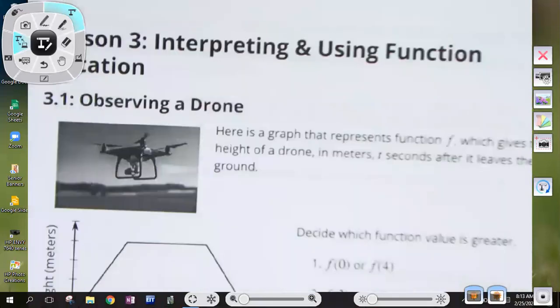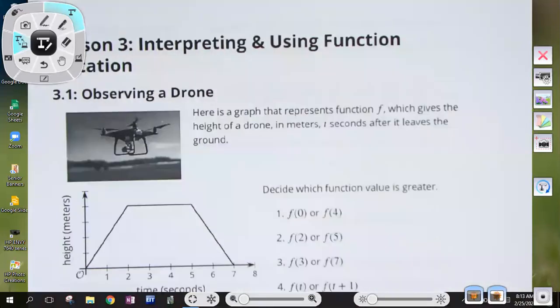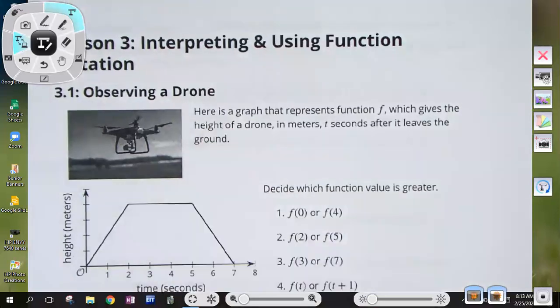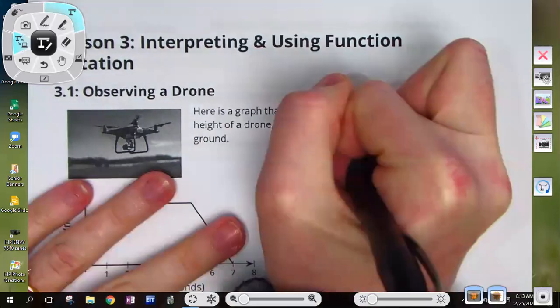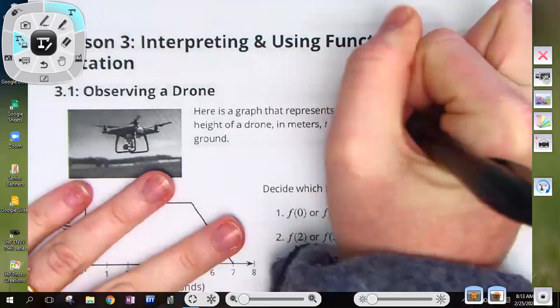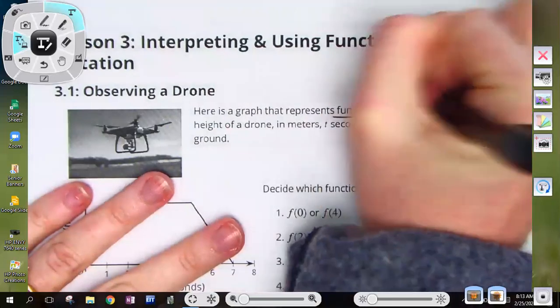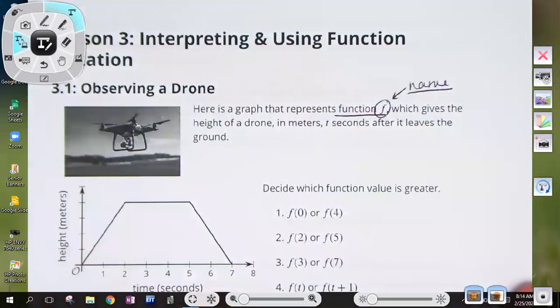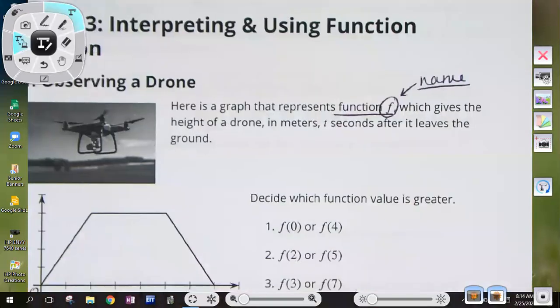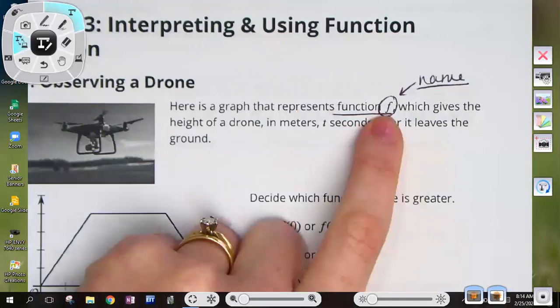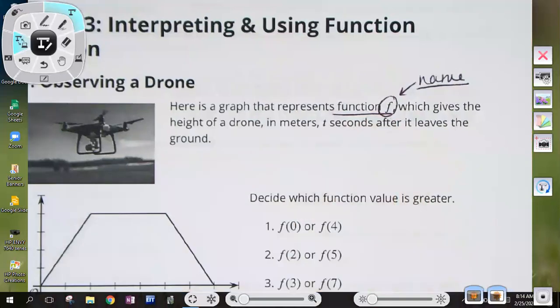3.1, we are observing a drone. It says, here is a graph that represents function f. So what's the name of this function? F. The name of this function is f. So anytime we're looking at these function notations and you see an f, that is going to be talking about this drone situation.